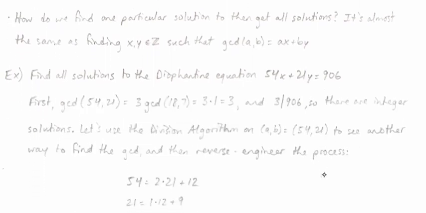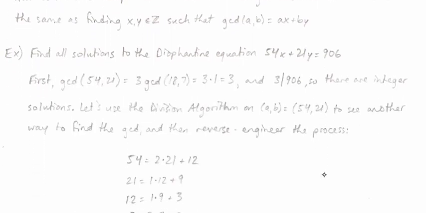So this is the one example that we'll see in this video. In the next video, we will do more sample problems to see how this all makes sense. So we're going to find all solutions to the Diophantine equation 54x plus 21y is equal to 906.